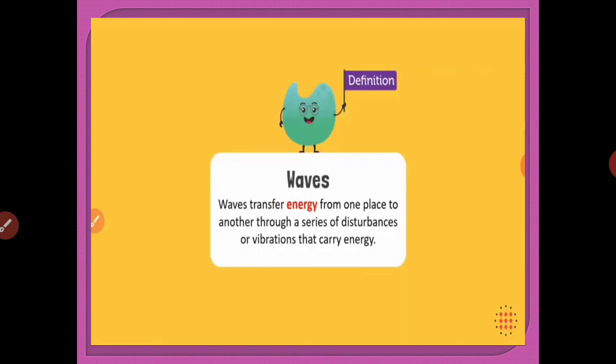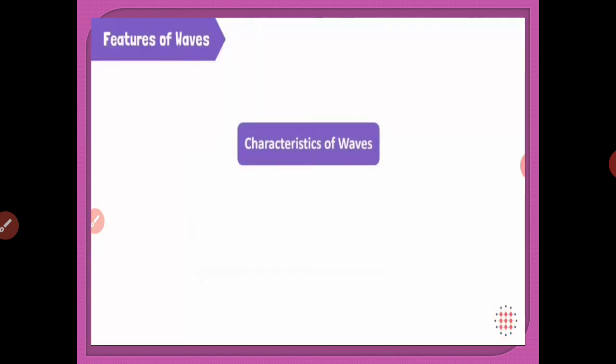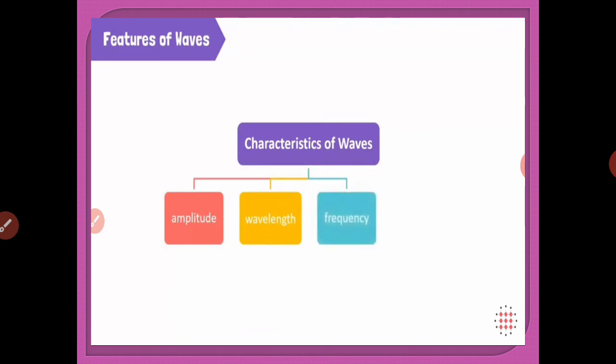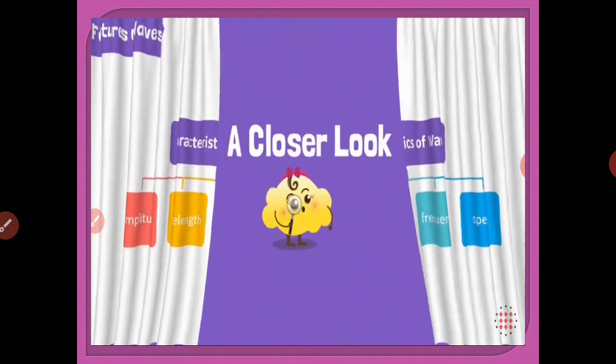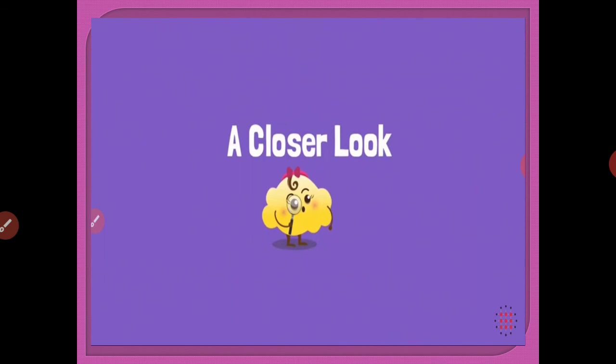Waves transfer energy from one place to another in a medium through a series of disturbances or vibrations that carry energy. Here are the basic features of waves: amplitude, wavelength, frequency, speed. These four quantities describe different properties of waves. Let's discover what each of these means.